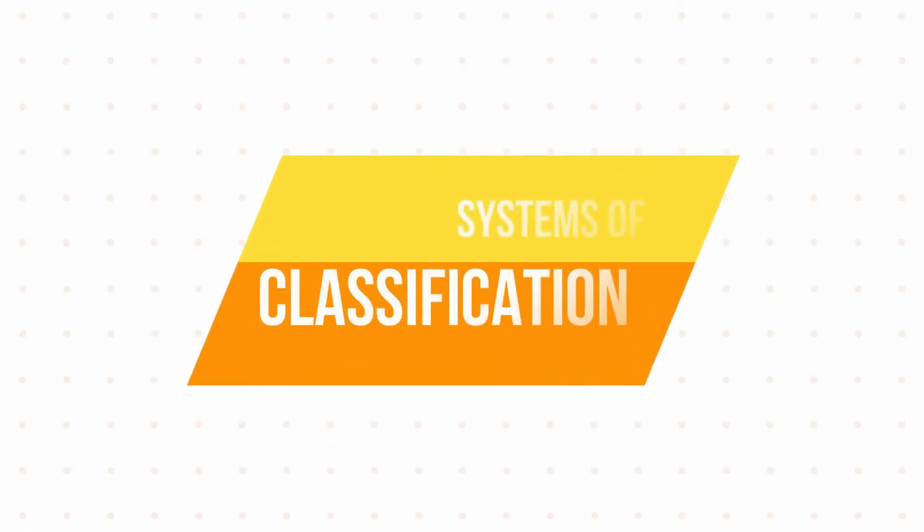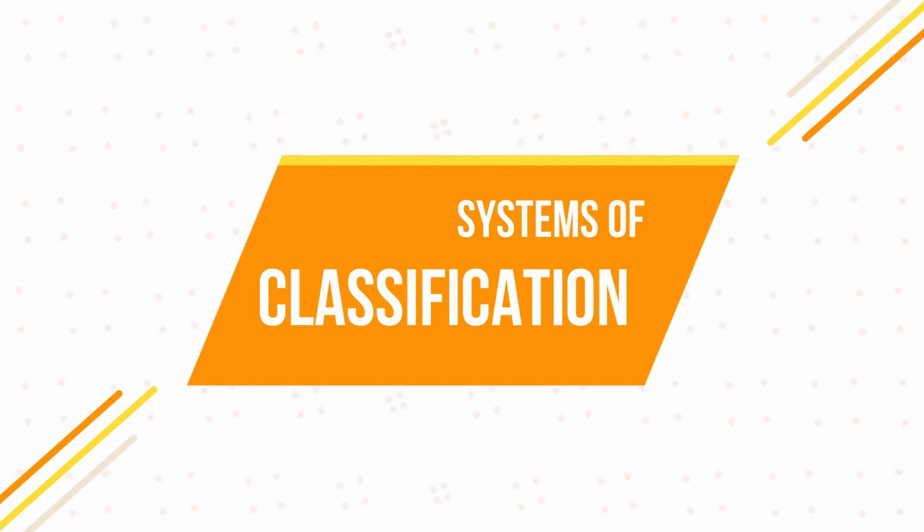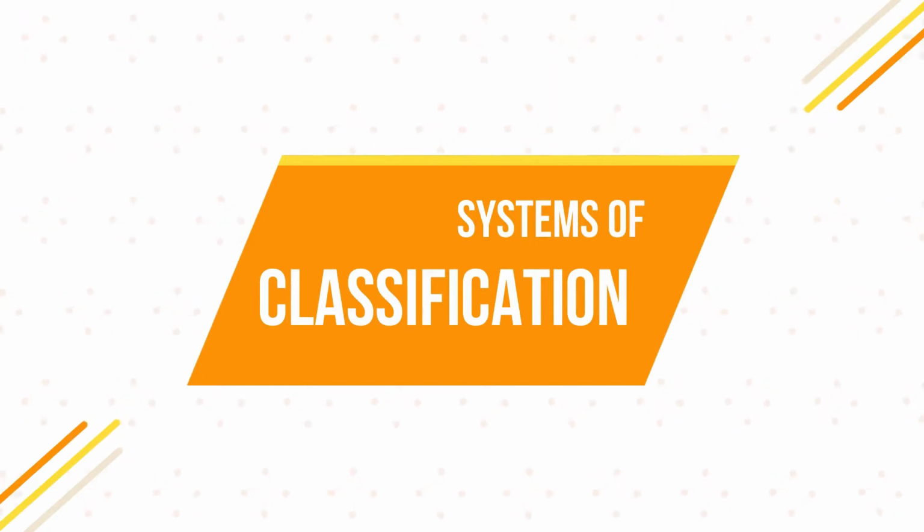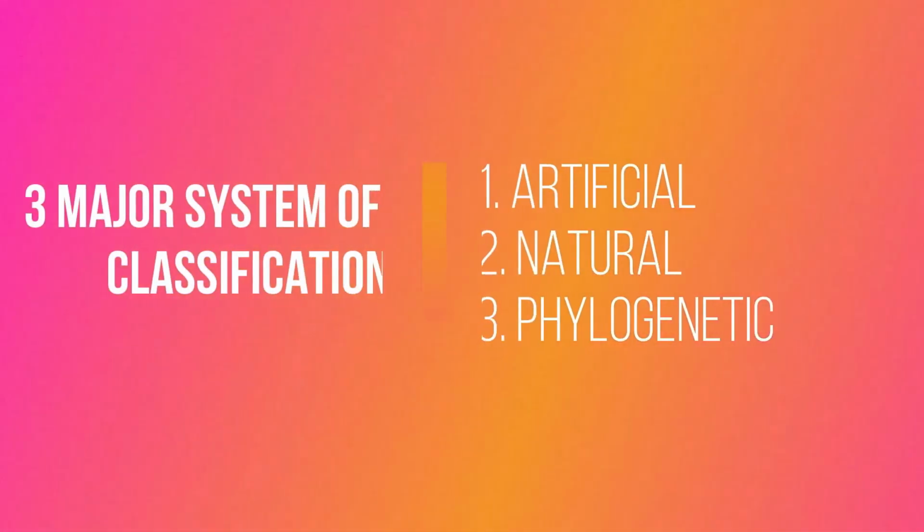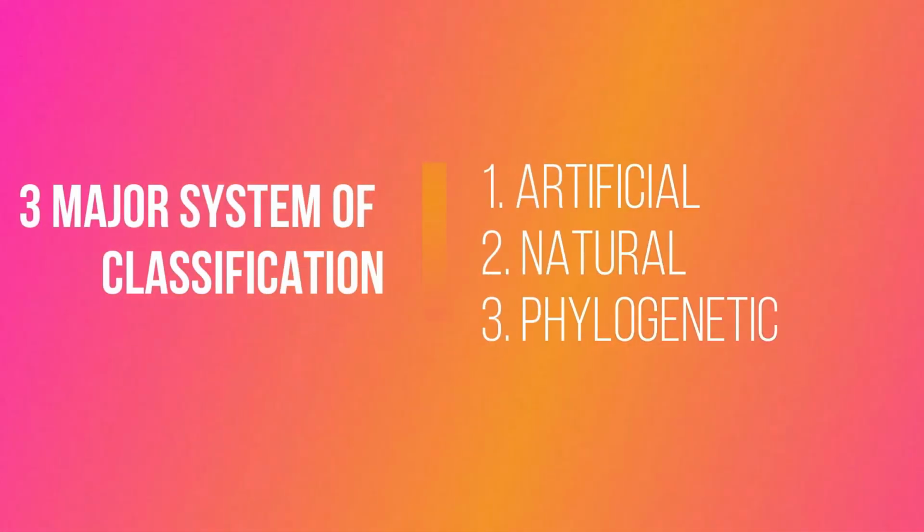It is also very important that one understands the systems of classification of plants. Of course, however, we will not delve into the details of each of them in this briefing. They will be covered in greater detail in Unit 1. There are three major systems of classification. This is what we all have to understand. Now, there is artificial system of classification, natural system of classification, and also phylogenetic system of classification.